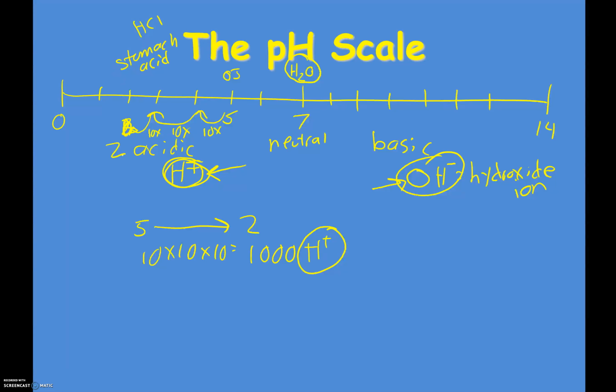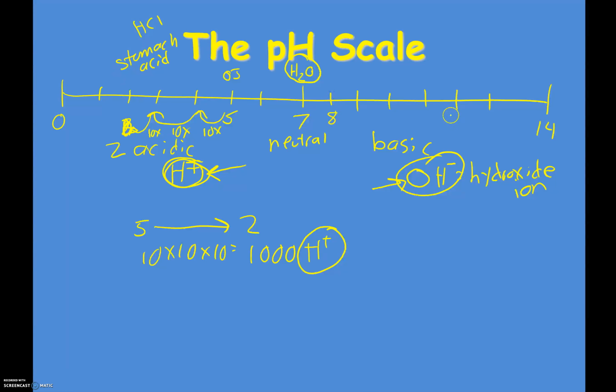Strong bases, it's the same thing, but it goes the other way. Let's say baking soda, you tested it in the lab the one day. It has a pH probably right around 8 or 9. Let's just say it's an 8.